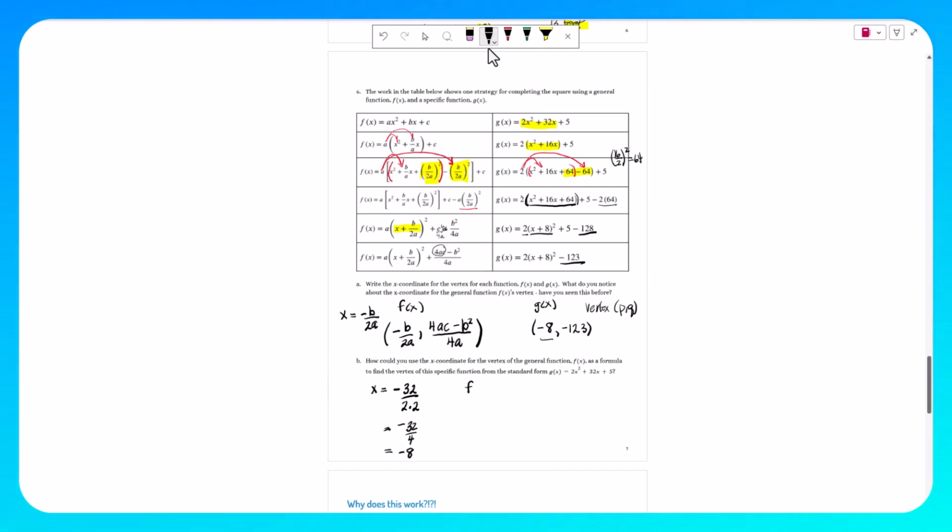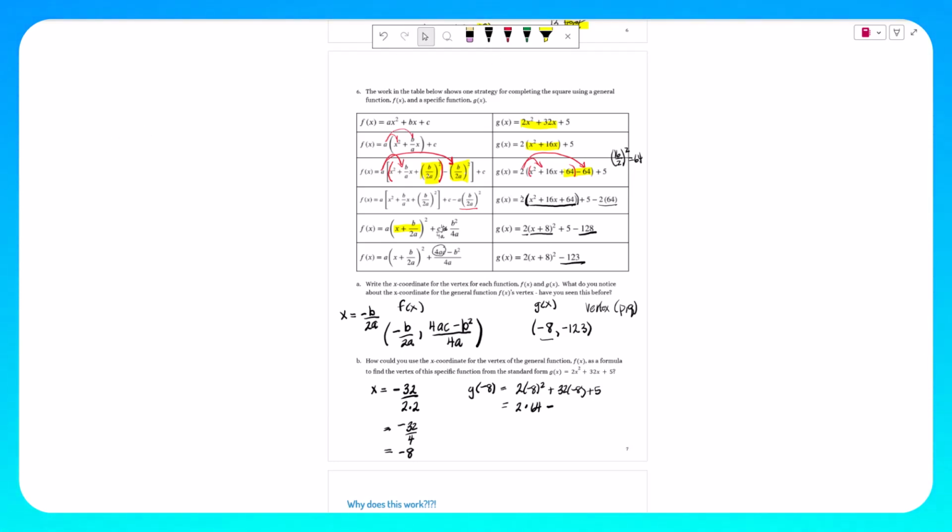Now we're going to take that, and we are not going to plug it into f of x, we're going to plug it into g of x. So we're going to find g of -8. That's going to equal 2 times -8 squared plus 32 times -8 plus 5. Well, that gives us 2 times 64, because a negative times a negative is a positive. And 32 times -8 is going to be a negative.